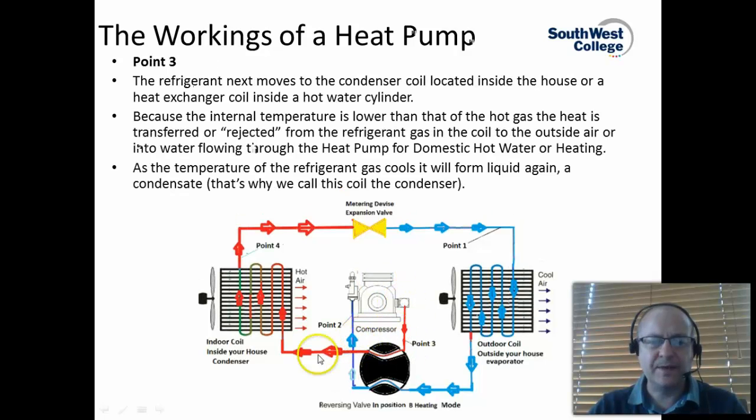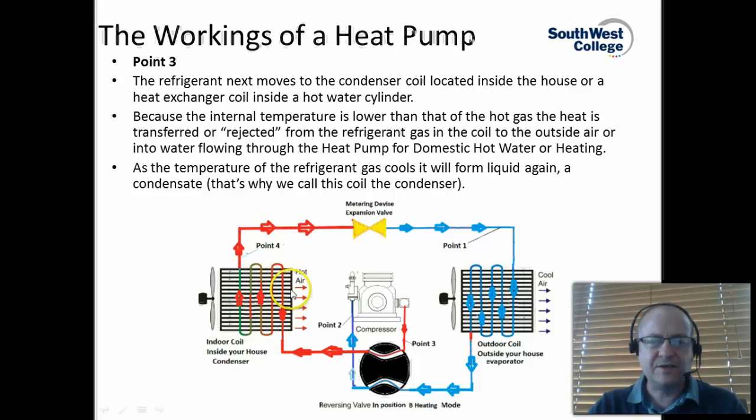At point three, as it exits the compressor, the refrigerant moves on to the condenser coil, which is located inside the house, or as a heat exchanger coil inside a hot water cylinder. That's item 3 here, your indoor coil. Because the internal temperature is lower than that of the hot gas, the heat is transferred from the hot refrigerant gas in the coil to the air or into water flowing through the heat pump for domestic hot water or heating.